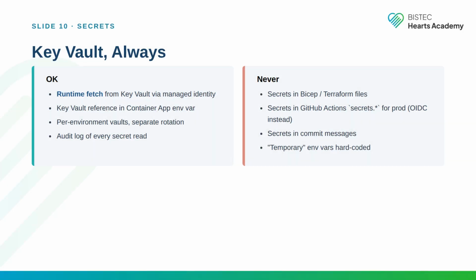Secrets handling. Runtime fetch from Key Vault via managed identity. Key Vault reference in the container app environment variable. Per-environment vaults with separate rotation. Audit log of every secret read. Never secrets in Bicep or Terraform files. Secrets in GitHub Actions secrets star for production? Use OIDC instead. Never secrets in commit messages. And never temporary environment variables hard-coded.